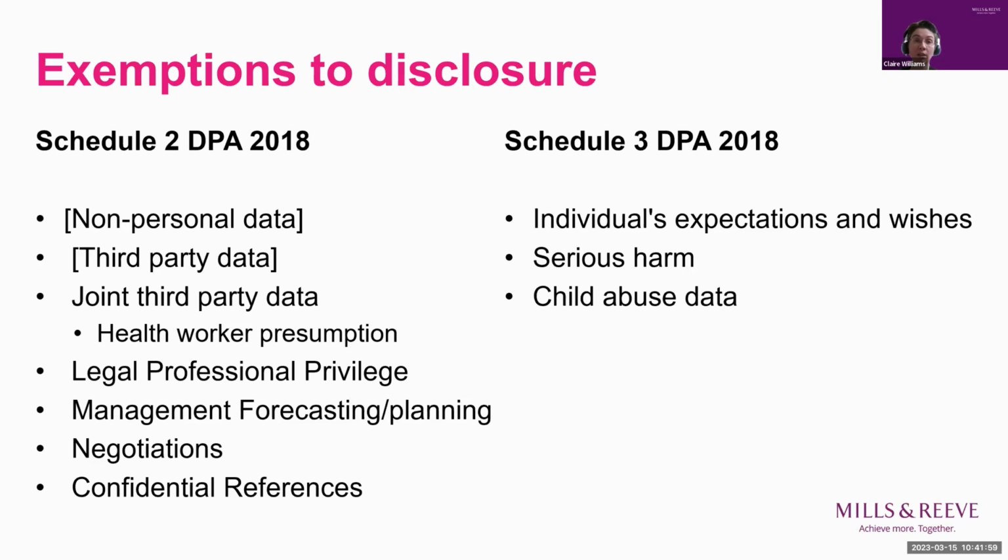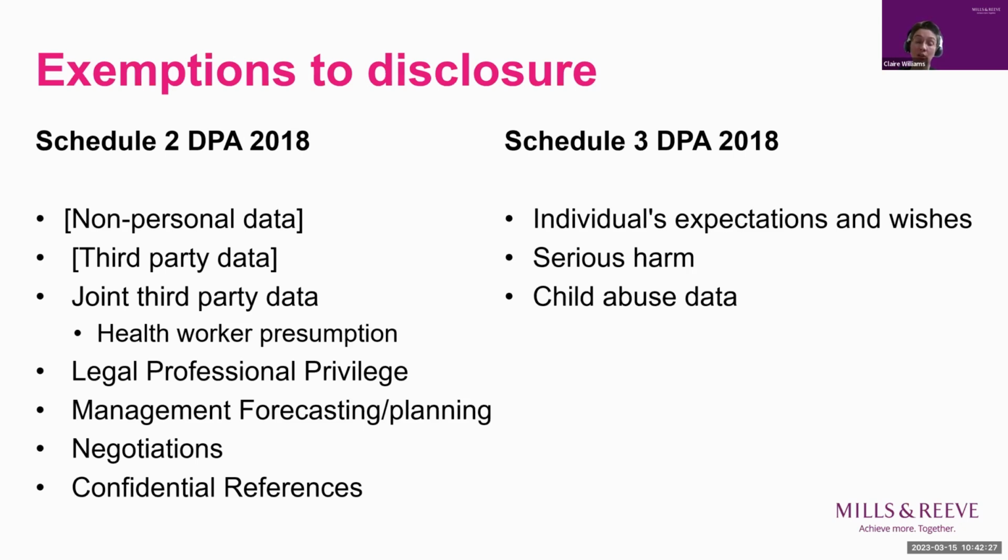Moving on, we have the management forecast exemption. The Article 15 right of access doesn't apply to personal data processed for the purposes of management forecasting or management planning in relation to a business or other activity, if disclosure would be likely to prejudice the conduct of that business or activity. In the healthcare context, you might see this apply in the context of patient and social care funding decisions and service reorganisations.